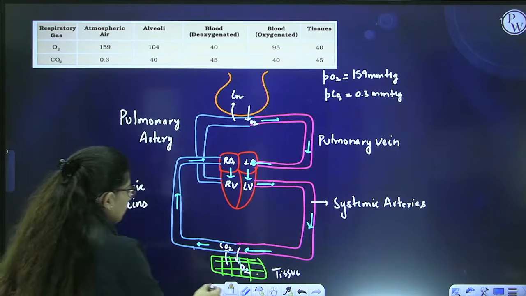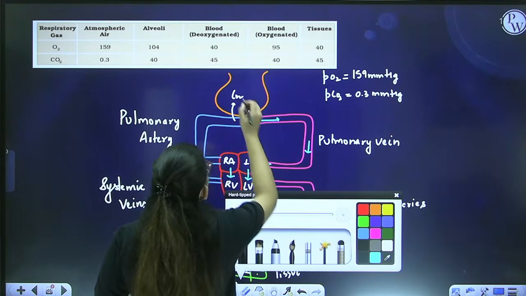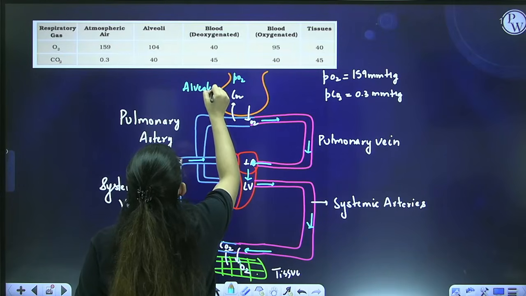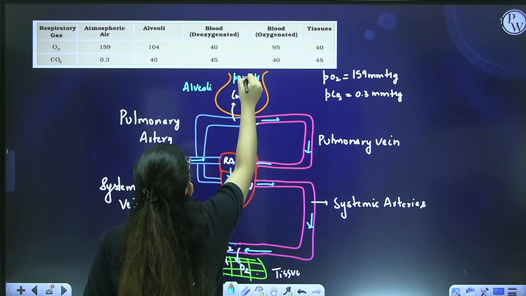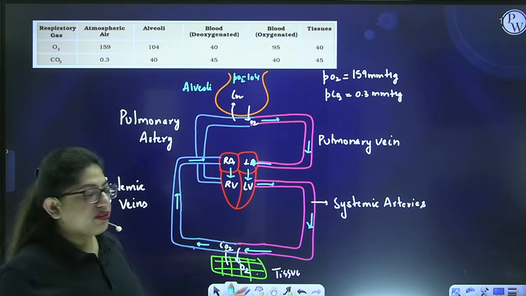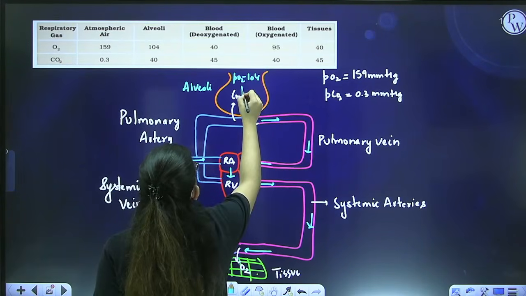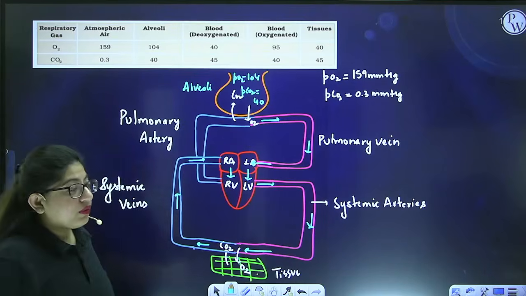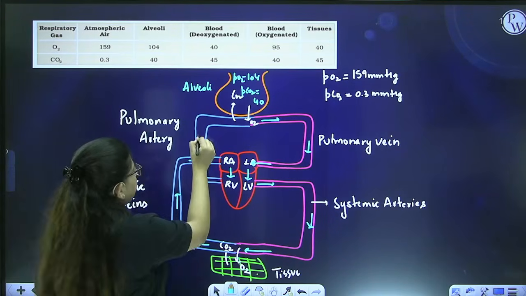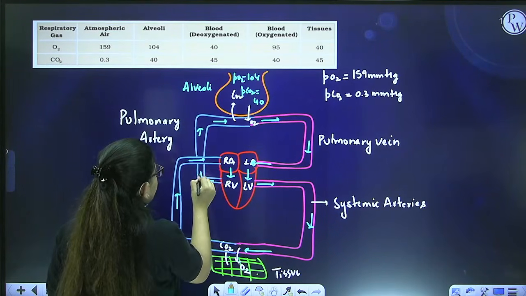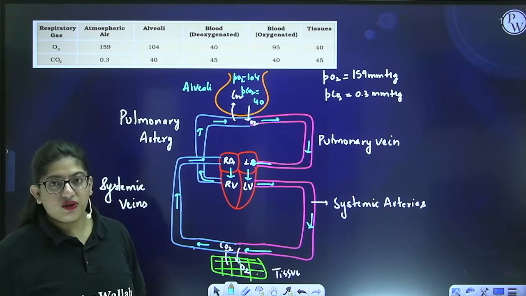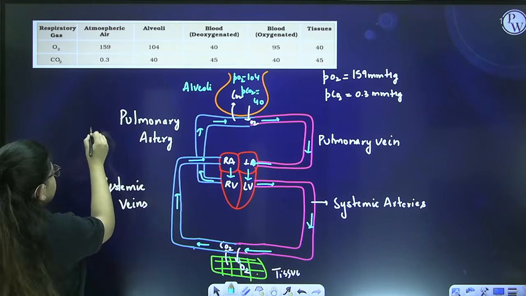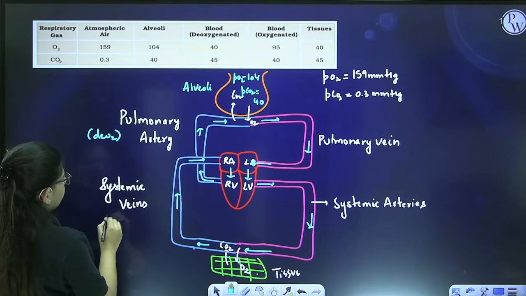Fine. So here we say, guys, see very carefully, this is the alveoli. The partial pressure of oxygen in the alveoli is 104. The units will be the same, mm of mercury, whereas the partial pressure of CO2 will be 40. Now, the blood which is coming here, what is that blood? The blood that is coming here is deoxygenated. That is in the pulmonary artery. So we say that deoxygenated blood is present in the pulmonary artery and in the systemic vein.